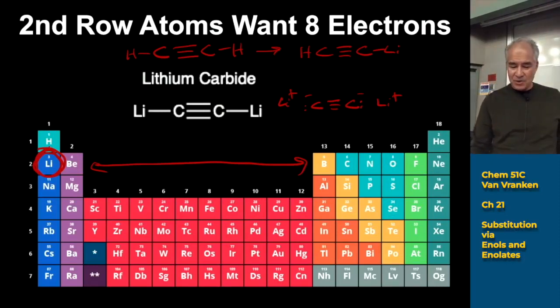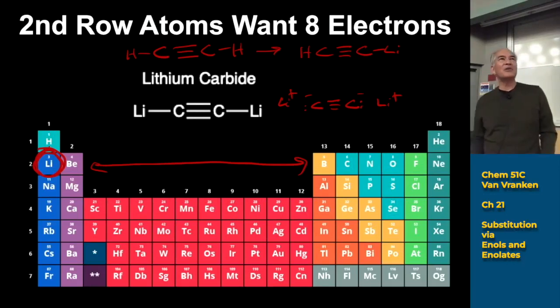And if you choose to draw lithium in this manner, lithium plus, like this over here as a lithium plus, you couldn't be further from the truth, right? If lithium really does want 8 electrons, why would you ever draw it with 0 electrons?